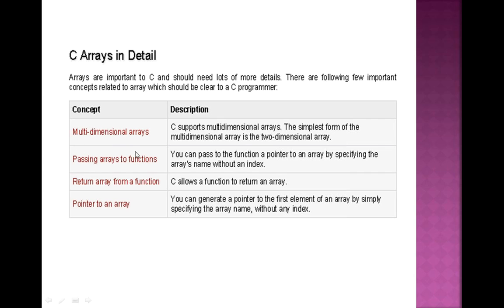First one is the multi-dimensional array. Whenever we use more than one row and more than one column, that is known as a multi-dimensional array. C supports multi-dimensional arrays. The simplest form of the multi-dimensional array is the two-dimensional array. Two-dimensional array means more than one row and more than one column.